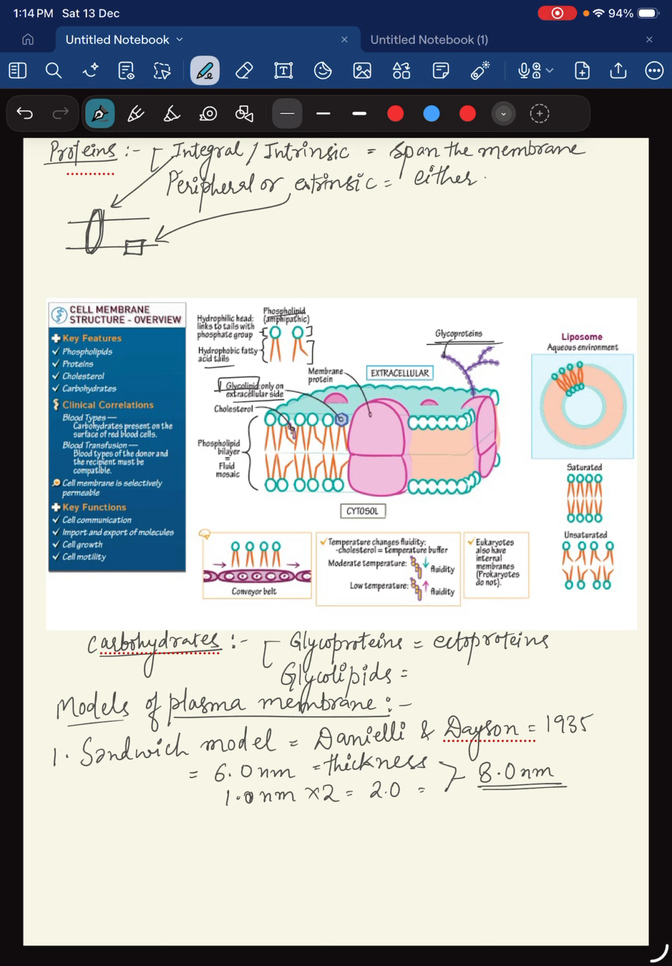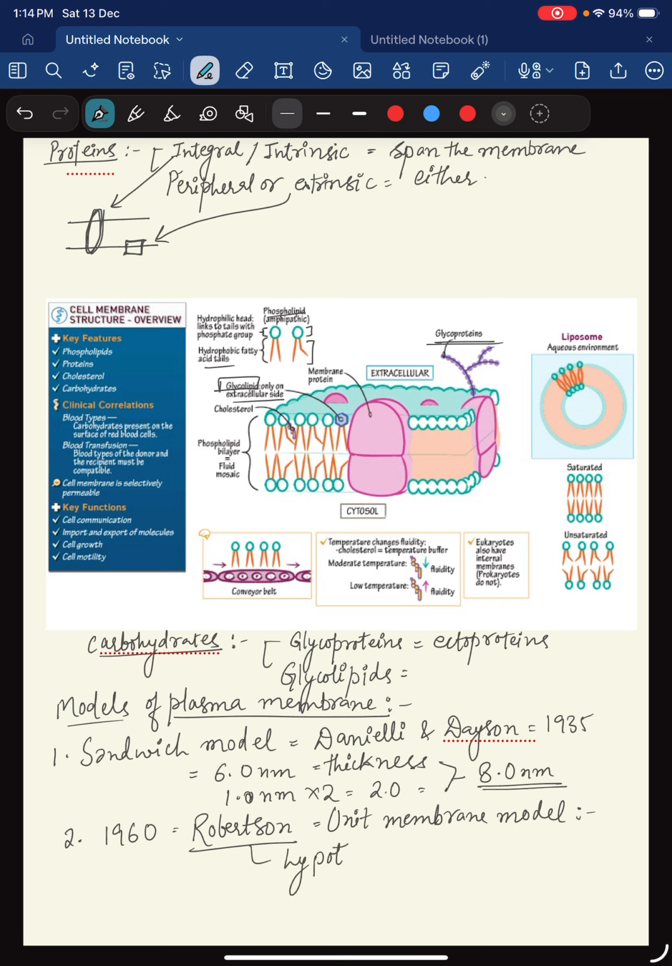Then a second scientist named Robertson, in the 1960s, proposed the second model, which was termed the unit membrane model. He gave a hypothesis which suggested that all cellular membranes have an identical trilaminar structure, meaning a dark, light, dark, three-layered laminar structure that every cellular membrane has.